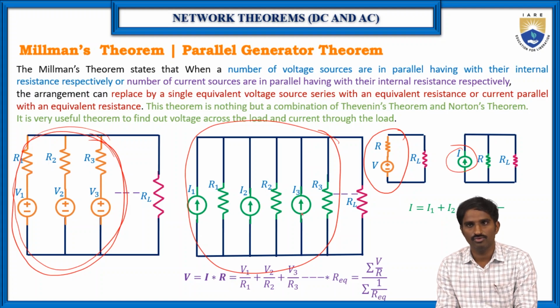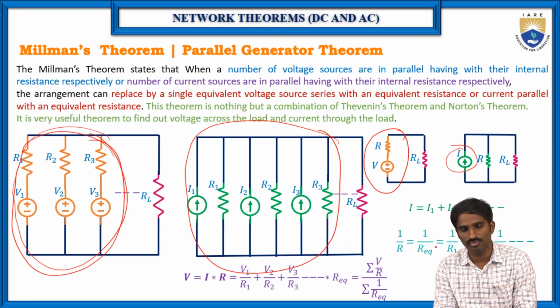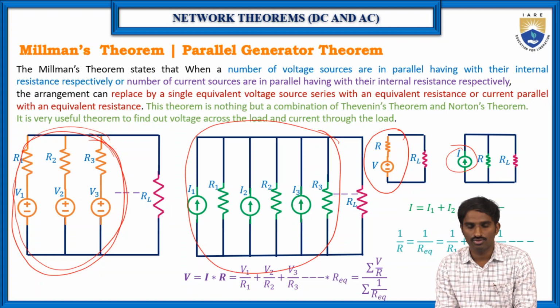Anyway, in this circuit, the direction of the currents is the same. So that's why we simply add I = I1 + I2 + I3, because here we have considered I in the same way as I1, I2 and I3, right? Then 1/R equivalent = 1/R1 + 1/R2 + 1/R3 and so on. So by using this theorem, now we are going to find the current flowing through the load resistance.